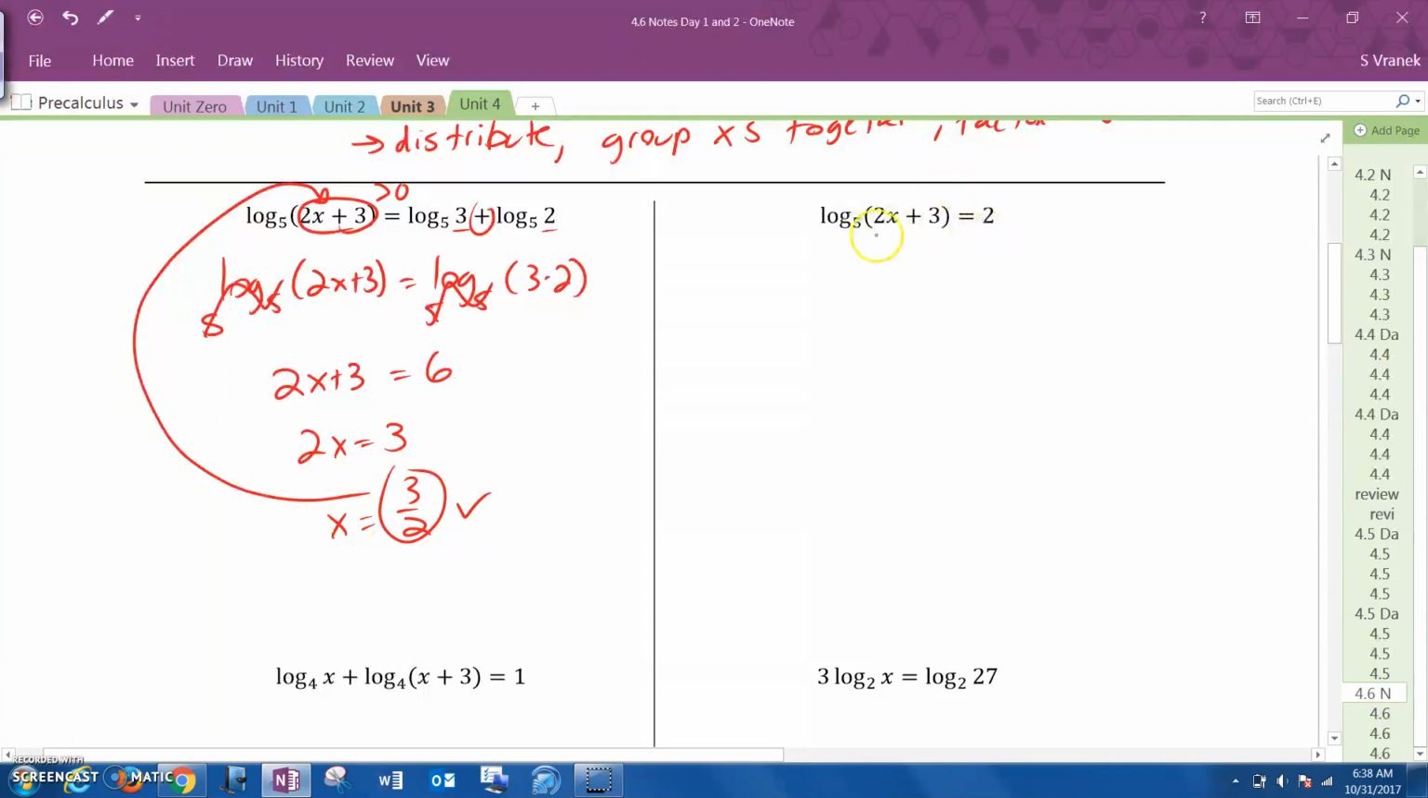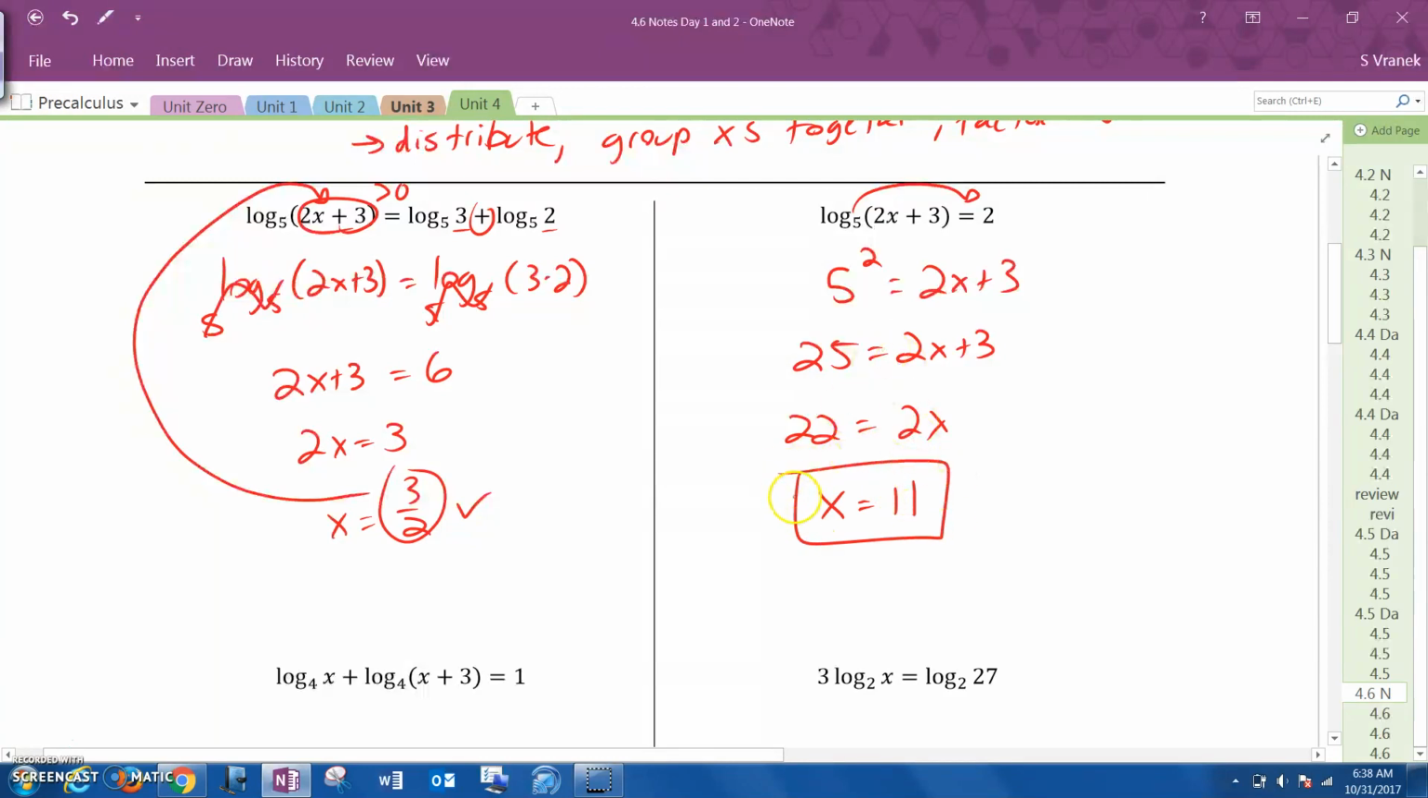Here we only have a log on one side, so we want to rewrite it in exponential form. So 5 squared equals 2x plus 3. Now we solve: we subtract 3, and we get 2x equals 22. Divide by 2, we get x equals 11. Plug this into this again, and sure enough, that's going to be positive, so we're good.